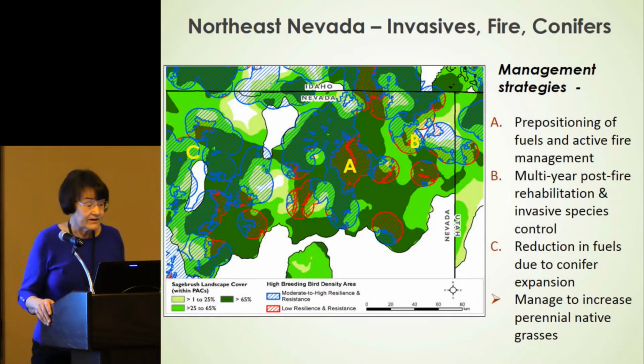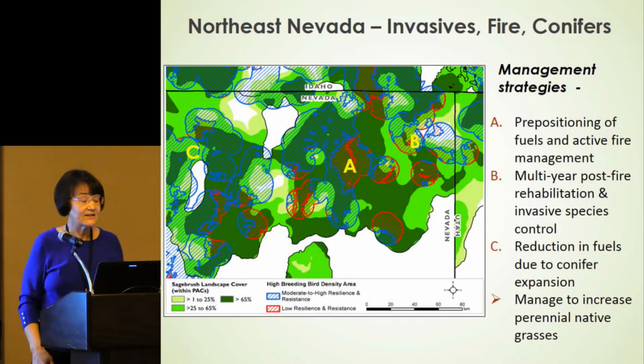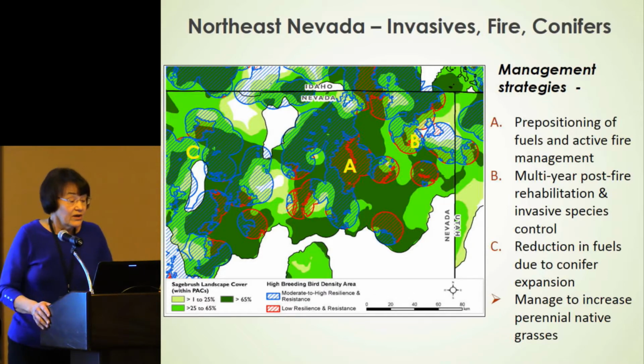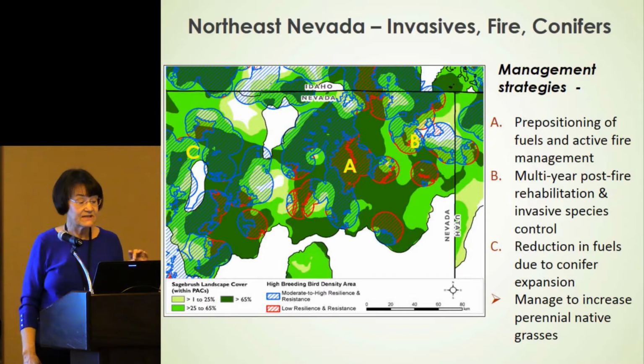So what you're looking at here is essentially the sagebrush landscape cover, low 1 to 25%, that light green, and then I'll just say high sagebrush landscape cover, that dark green, greater than 65%. The high breeding bird density areas are displayed in terms of relative resilience and resistance. So those blue areas essentially have high breeding bird densities, but moderate to high resilience and resistance. The red areas, high breeding bird densities, but low resilience and resistance.